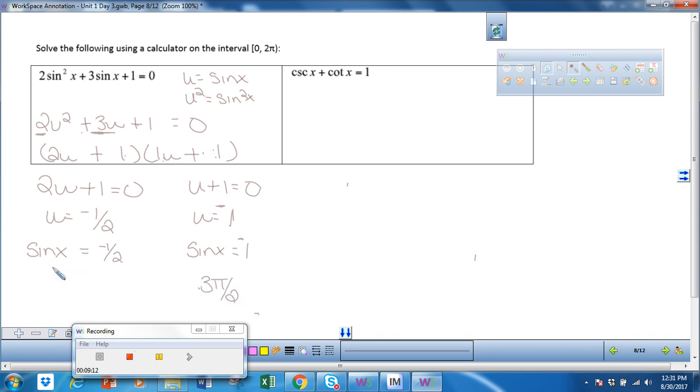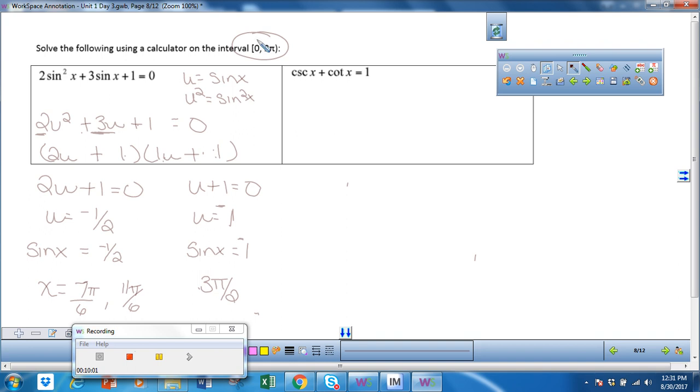To find out when sine x is negative 1/2, I want to use my handy-dandy unit circle. And I know it's going to be in two quadrants. Sine is y, so it's going to be quadrants 3 and 4. So sine is negative 1/2 at 7 pi over 6 and 11 pi over 6. So x is going to be 7 pi over 6 and 11 pi over 6. Notice that they ask you to solve this from 0 to 2 pi, so you don't have to worry about the other intervals of that.